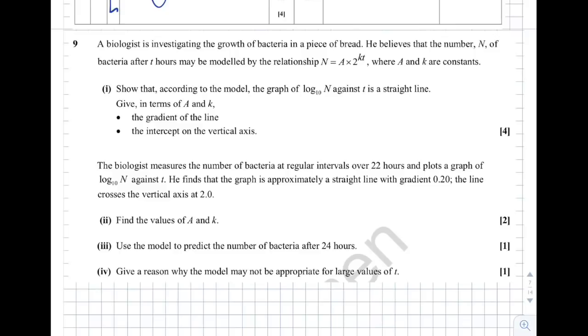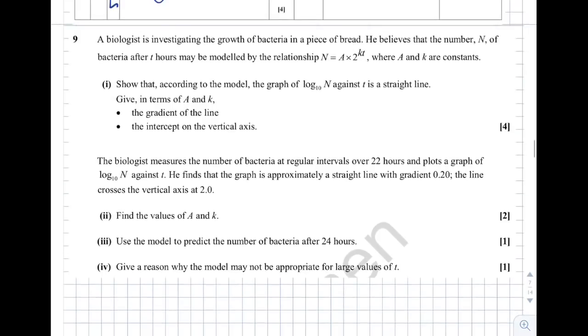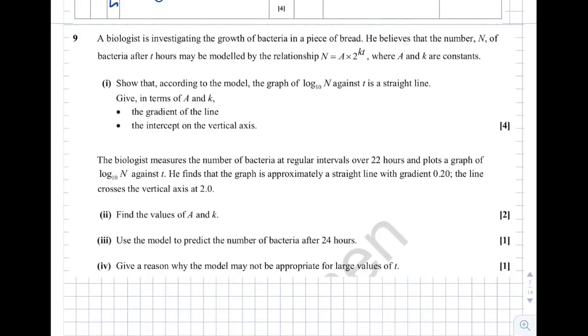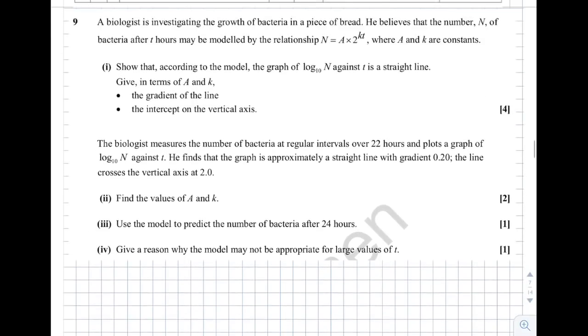Okay, so now question 9. A biologist is investigating the growth of bacteria in a piece of bread. He believes the number n of bacteria after t hours may be modelled by this relationship, where a and k are constants. Show that according to the model, the graph of log n against t is a straight line. Give in terms of a and k the gradient of the line and the intercepts on the axis.